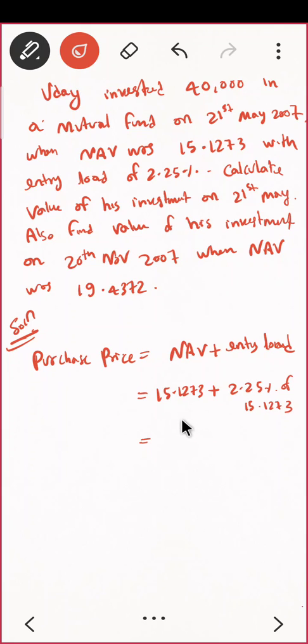Yes, you may use calculator. Calculator is allowed for you guys to do this. Find 2.25% of the value 15.1273 and add it to this. Final answer is 15.4677. You just verify that. And next, what you want to ask?